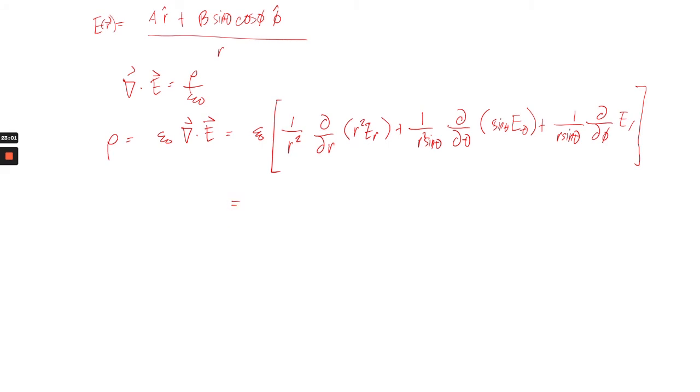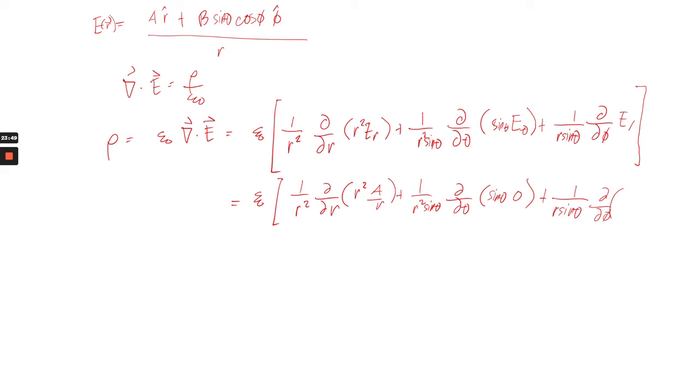So this is a simple derivative operation. Let's substitute. E sub r is given by this A over r, so we have r squared times A over r, plus 1 over r squared sine theta. And the theta component, do we have a theta component? I think not. This is 0. Plus 1 over r sine theta, partial phi of E sub phi, so we have B sine theta cosine phi.